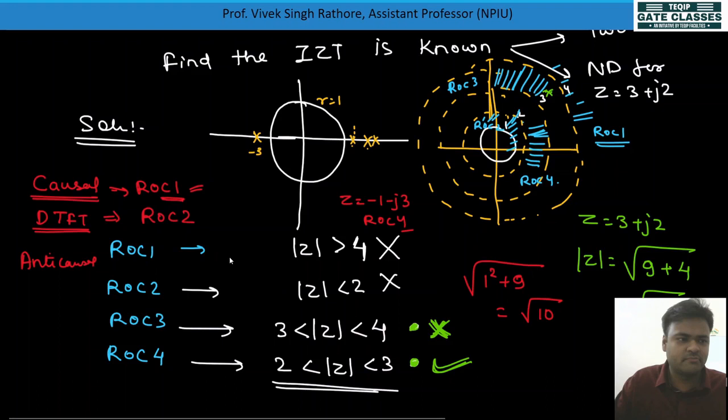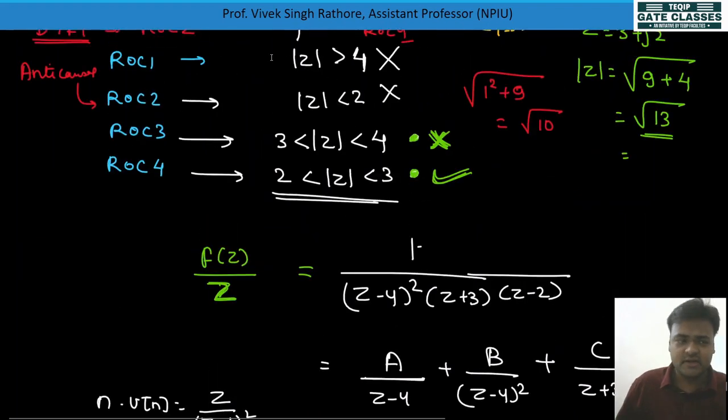So by seeing so many conditions, you are now able to identify which ROC is to be taken, and if you are able to identify which ROC is to be taken, then you will understand which inverse Z transform will be taken. So ultimately a unique inverse Z transform can be formed by seeing the conditions, otherwise you will have so many inverse Z transforms. So this is there. Now we'll see one more property.